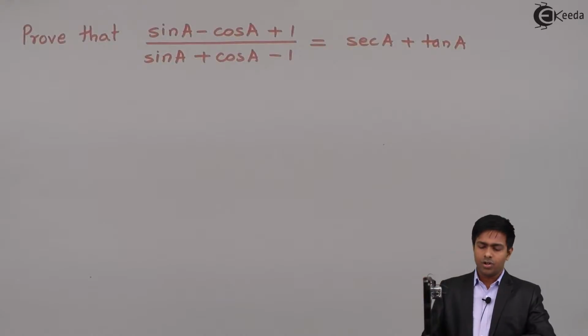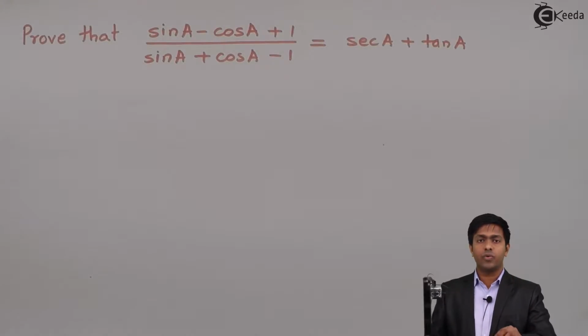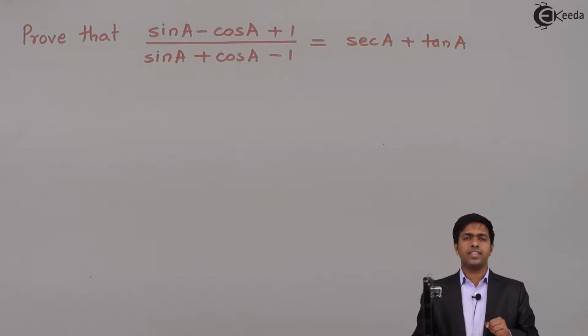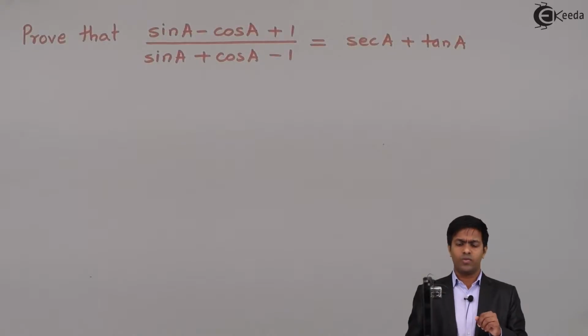Hello friends, so here we have to prove that (sin a minus cos a plus 1) upon (sin a plus cos a minus 1) is equal to sec a plus tan a. Now guys, on the left hand side we have trigonometric ratios of sin a and cos a, whereas on the right hand side we have sec a and tan a. So there are two ways to solve it.